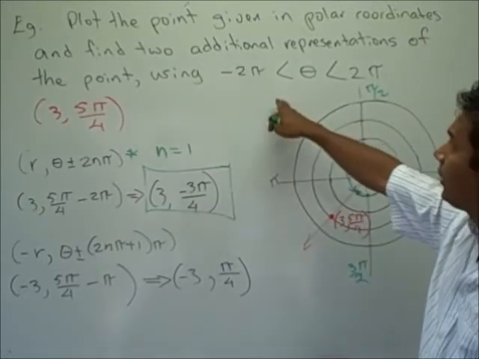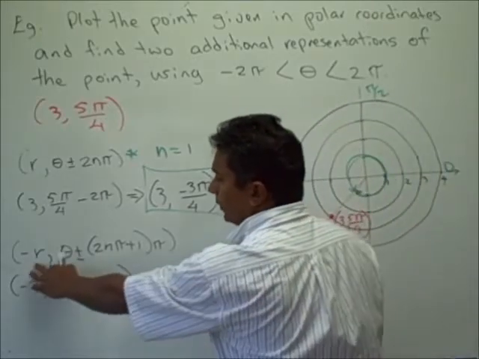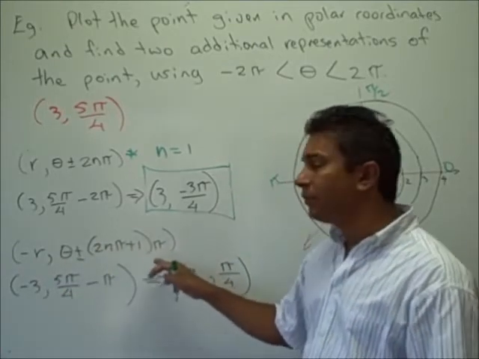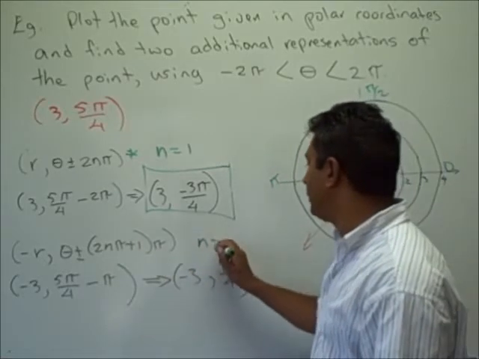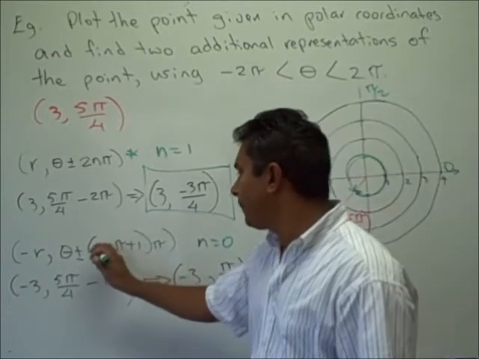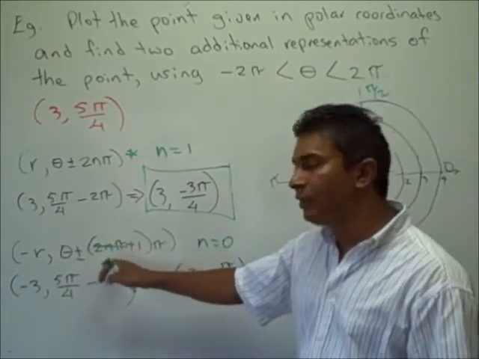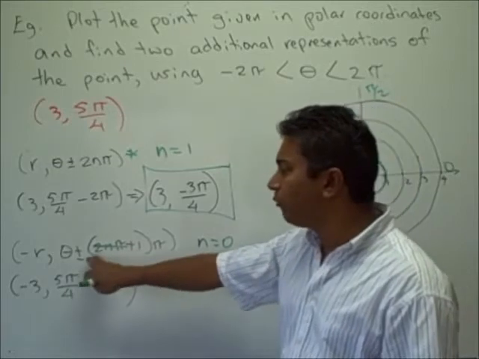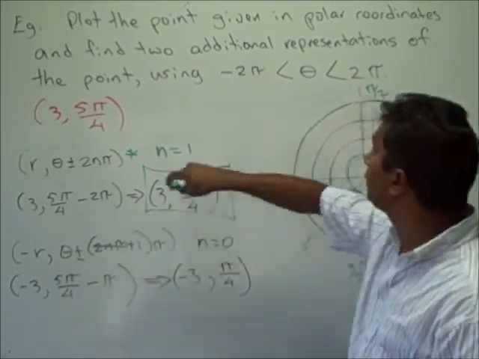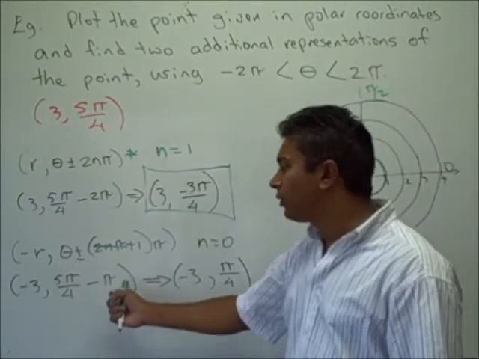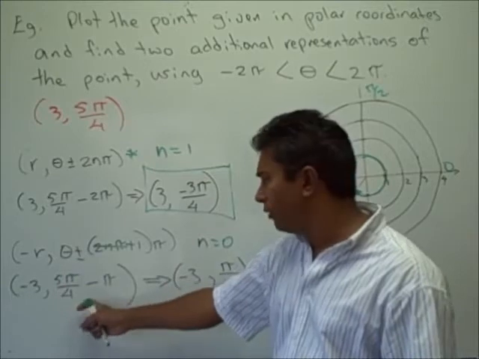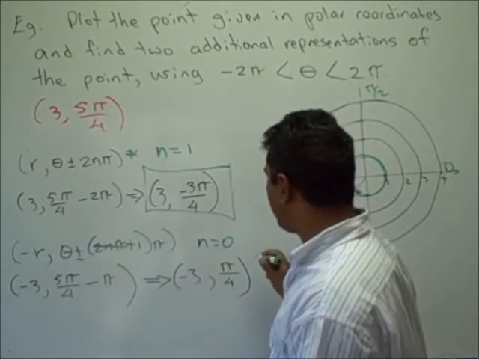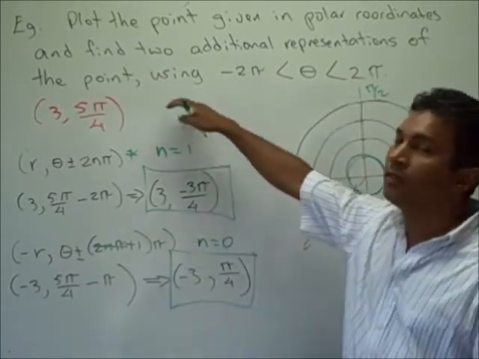To find our second additional representation, we're going to use this formula: negative r, theta plus or minus (2n + 1) times pi. Now here we're going to use n is equal to 0. If n is equal to 0, this goes away, because it's 2 times 0 times pi. So now we have 1 times pi, so it's going to be plus or minus pi. Once again, if we add pi to theta, which is 5 pi over 4, it's going to take us outside of our constraint. So we could subtract pi instead. 5 pi over 4 minus pi will give us pi over 4. So now we have negative 3 and pi over 4. So this is our second additional representation of this.